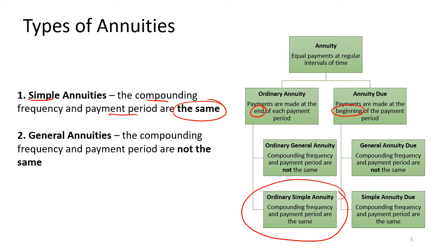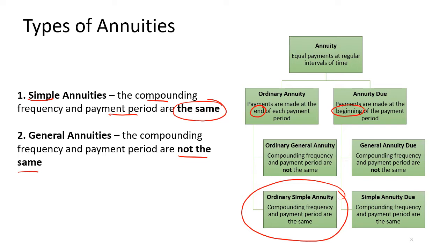The second option is when your compounding frequency and payment period are not the same. An example of that could be your mortgage, where your interest is compounded at a different period, let's say semi-annually, but you make bi-weekly mortgage payments as part of your mortgage agreement. That's the other type, when they are not the same.